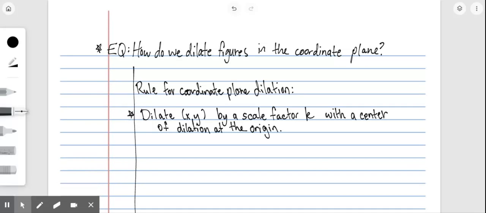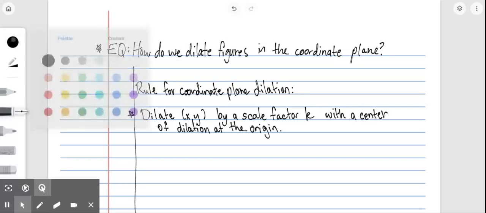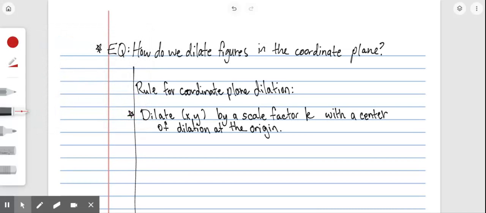We're going to dilate (x, y), which is a point, by the scale factor k, with the center of dilation at the origin. Let's talk about each of those pieces. So first, this is the original point that I'm dilating. Second, my scale factor is a variable, the letter k. And the center of dilation is at the origin.